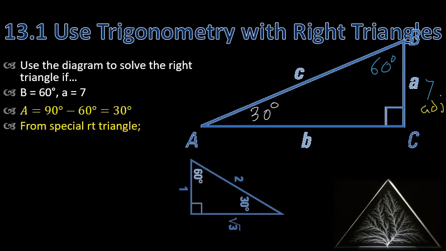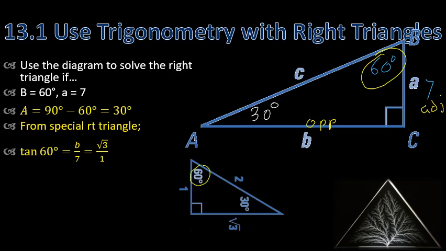All right, so let's start by finding B. B would be the opposite. So opposite and adjacent, because I'm using what I have, is tangent. So I'm going to go tangent of 60, using the angle that they gave us, is opposite over adjacent, so that's B over 7.